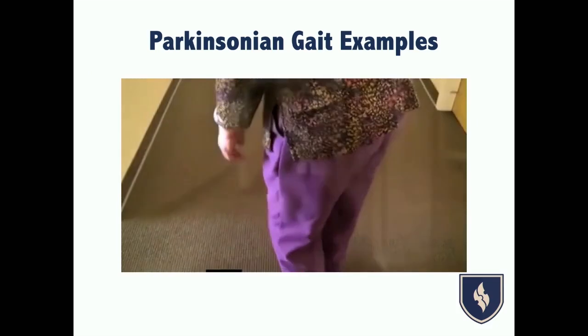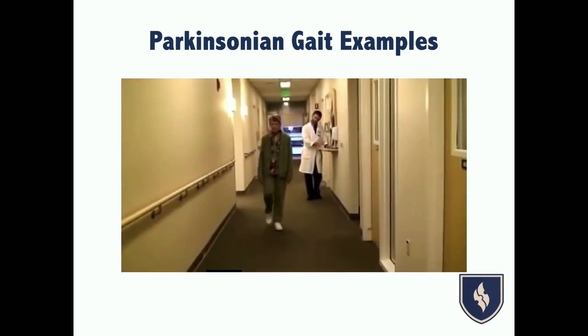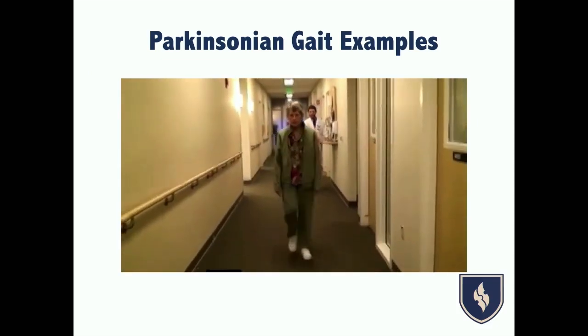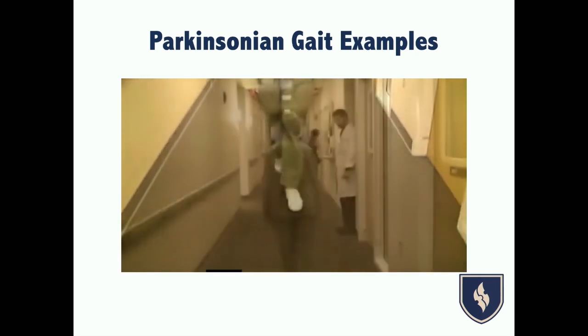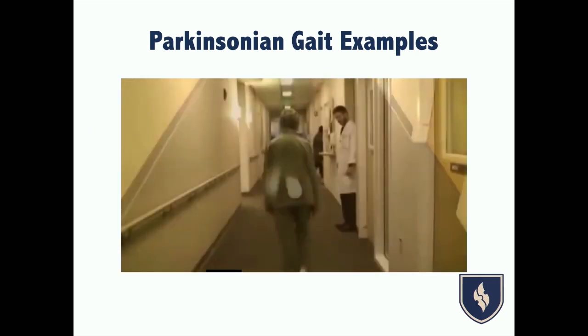This is shuffling. That's pretty progressed. See no arm swing? See how she's all over the place? So one of the early features is they lose arm swing, usually on one side versus the other. You see loss of arm swing, slowness, frozen shoulder, frozen hip, can't smell coffee, anise, your whole game changes.